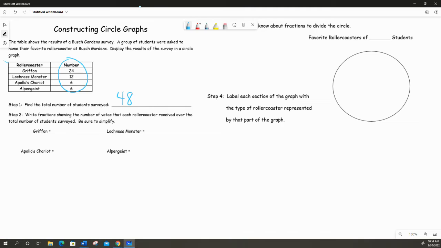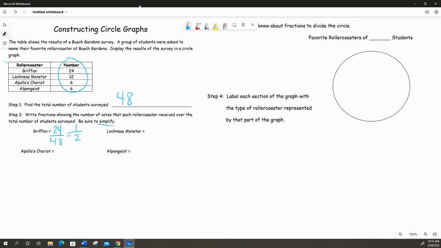Now that we have that, we're going to compare the part and whole of this data. So we're going to take each roller coaster that we have here, and compare the part to whole. For Griffin, there were 24 students that liked Griffin out of 48. Now we do want to make sure that we simplify if we can. 24 and 48 are both divisible by 24. 24 can go into 24 once, and 24 can go into 48 twice. So this means that half of the students liked Griffin the best.